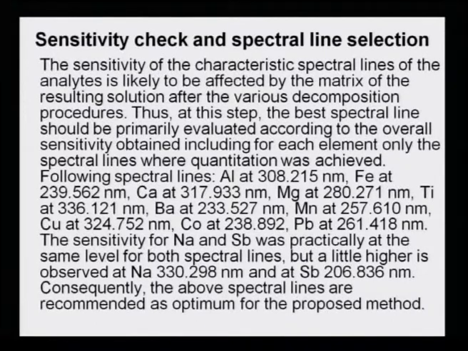Sensitivity check and spectral line selection. I have been talking about spectral line selection when we were discussing ICP. I said that if two elements have close spectral lines, it will not be possible to determine whether it belongs to element A or to element B. In such a case, the line for element A is chosen as it is, and for element B, another spectral line away from it should be chosen, so that there are no spectral line interferences.